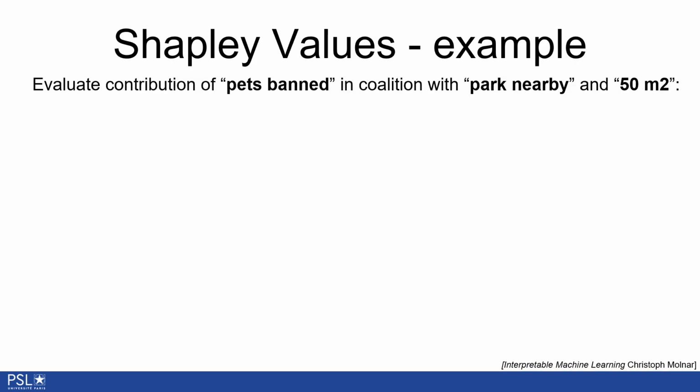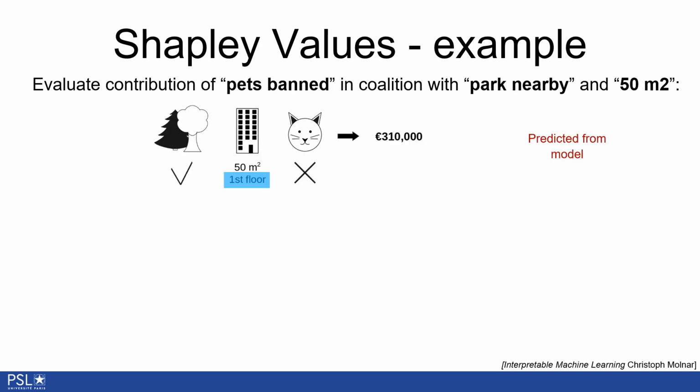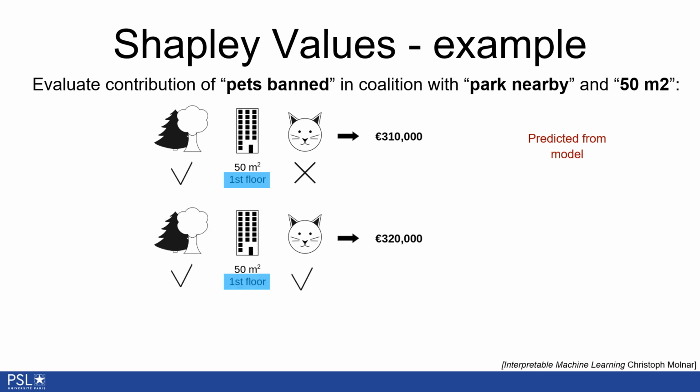To compute the Shapley value of the feature pets banned, we need to compute its contribution to different coalitions with different feature values. Let's, for example, evaluate the contribution of pets banned in a coalition with park nearby and 50 square meters. For this, we will look at the difference between the prediction for two instances: one for which pets are banned, and one for which pets are not banned. In this example, this difference is 10,000, so the pets banned contribution is 10,000.